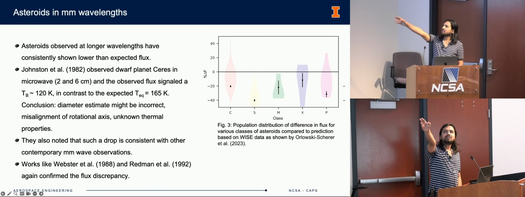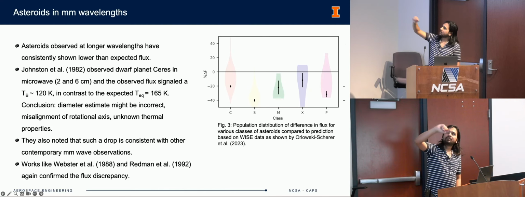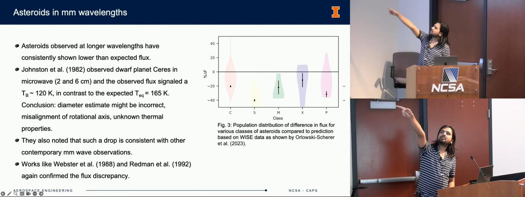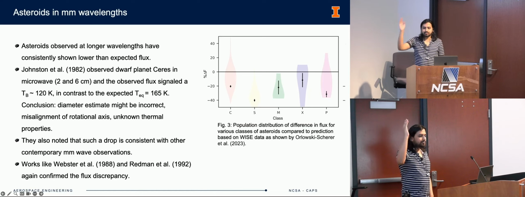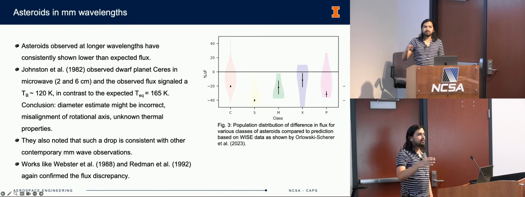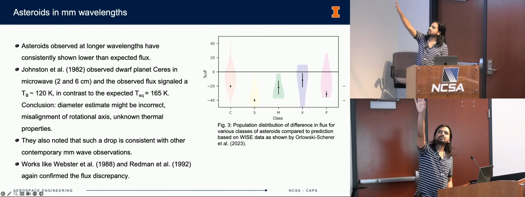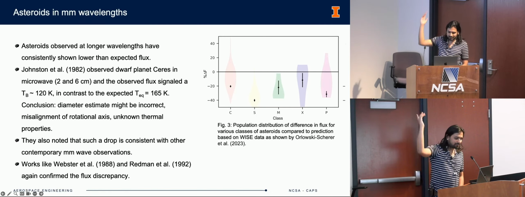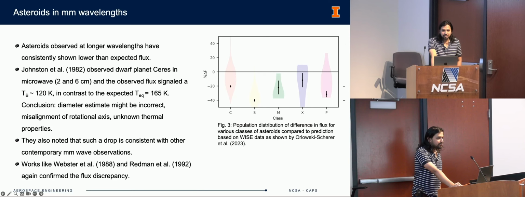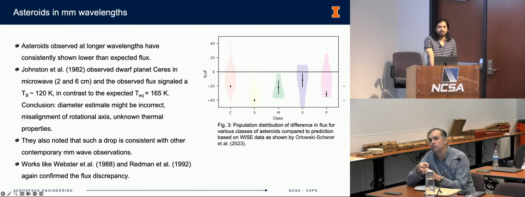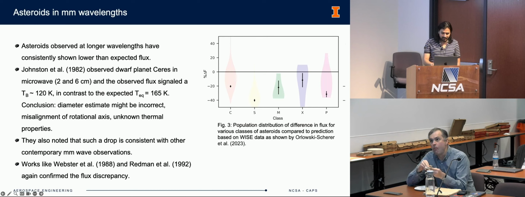And even till 2023, people are seeing that there is a deficit in flux for asteroids. This plot basically shows different classes of asteroids, and the percentage difference in the flux. With WISE data, you get the flux, and then you get an expected flux in the microwave, and then you compare it with the observed, and almost always there is a deficit. Sometimes going to like 40%. So we don't understand this. It's a problem, but it's also an opportunity, because some physical process is happening that's causing the asteroid to emit less flux than expected.